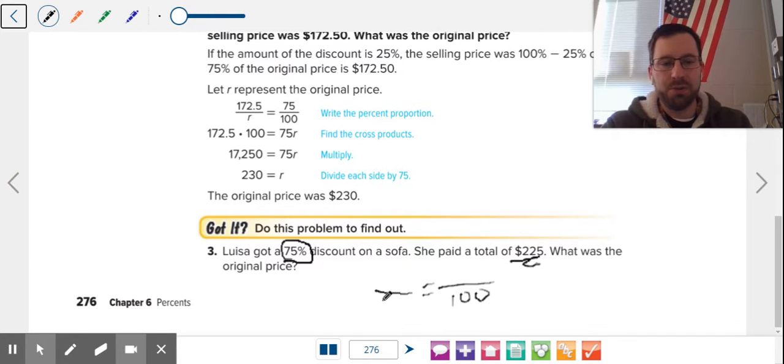She paid a total of $225. So we know that's how much she paid. That's the part. I almost set this up wrong. You got to be careful. What was the original price? Now, she got a 75% discount. So that means it was 75% off. So she really only paid 25% of the price. So that means this is only 25% of the price. So when you're doing these backwards problems, you've got to take the discount percent away from 100. Does that make sense? Okay.